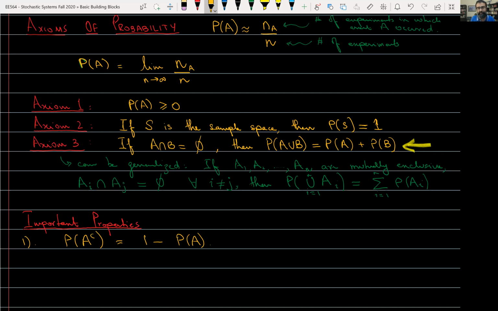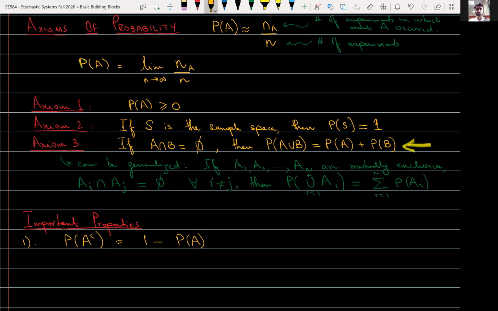Yes, Shoaib? So I think it can be derived from axiom 3 and 2 because 3 says that probability of A plus B, and it's equal to 1. So if you bring one probability to the other side, you come up with this. Okay. So it's actually axiom 2 and axiom 3.